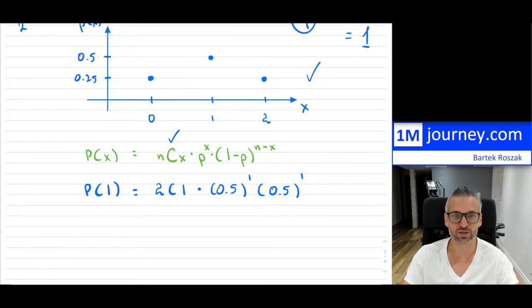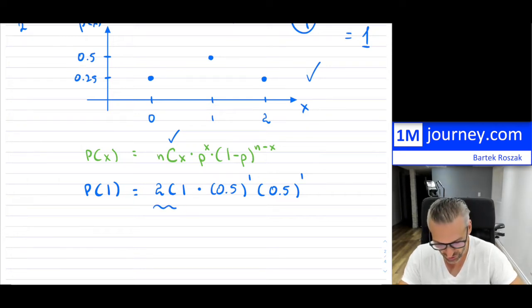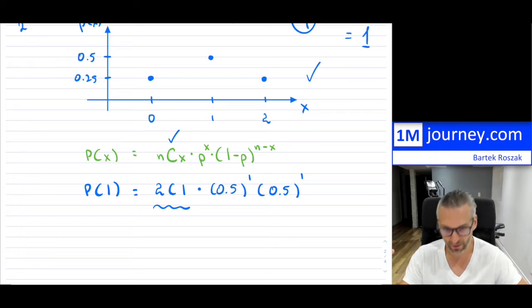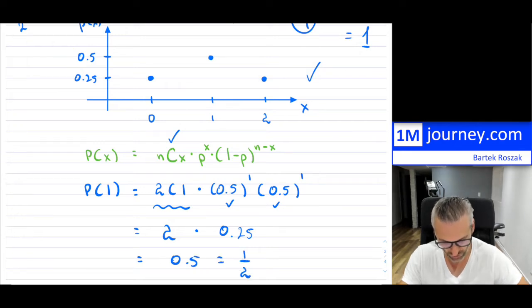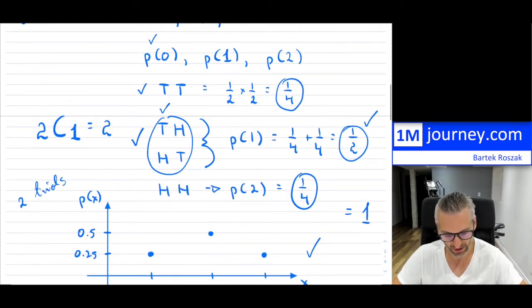How many combinations of those did you have? You had 2 choose 1. You had 2 of them. So if we do this, this is going to be 2 multiplied by 0.5 times 0.5, which is 0.25. And this is just equal to 0.5 or 1 over 2, as we saw right here.